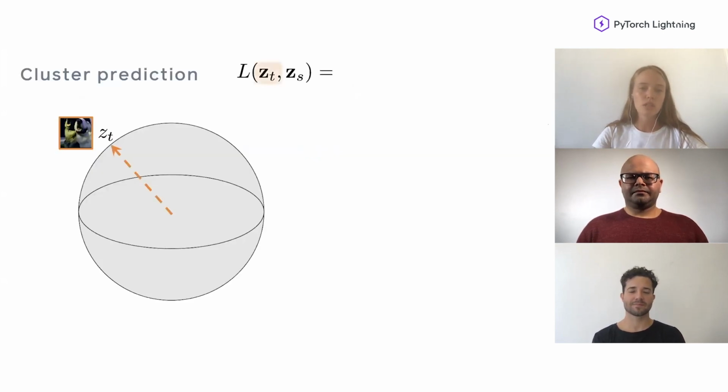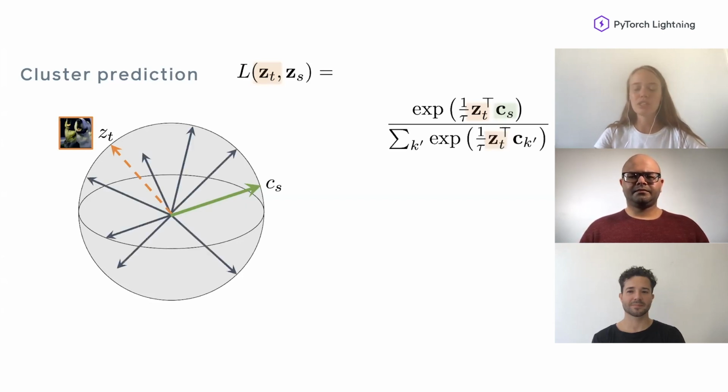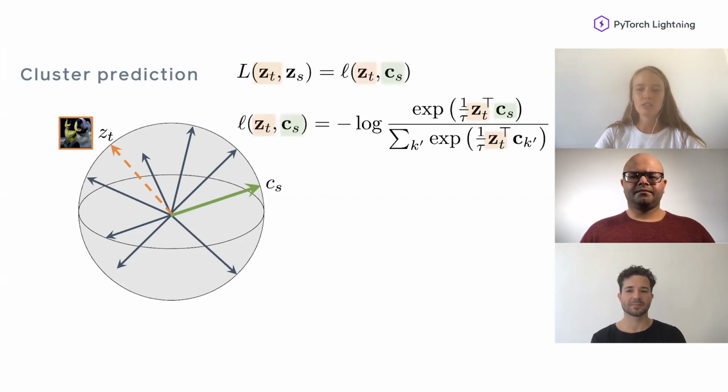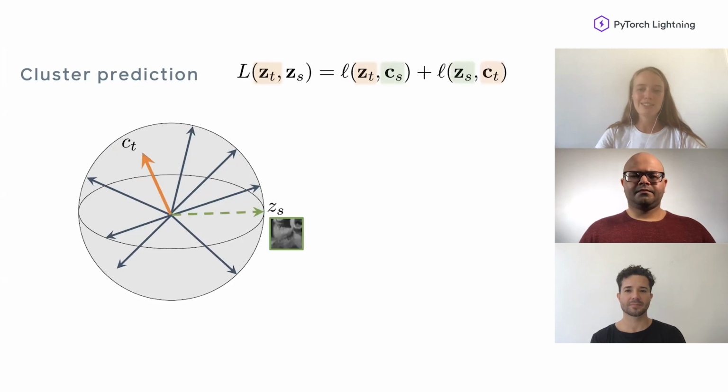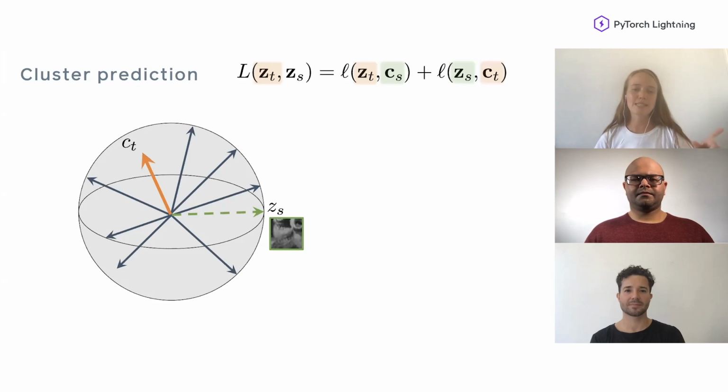So we have a feature representation ZT. The goal from ZT is to predict the cluster prototype which was assigned to ZS, which is CS. We do so with a cross-entropy softmax loss on the dot products between the feature representation and the prototypes. So it's really a basic loss. And we use the same loss the other way around, when predicting the cluster prototype CT from the feature representation ZS.